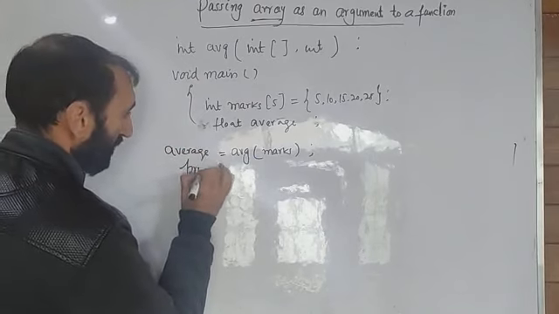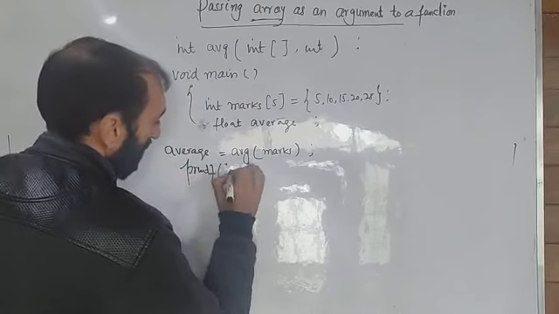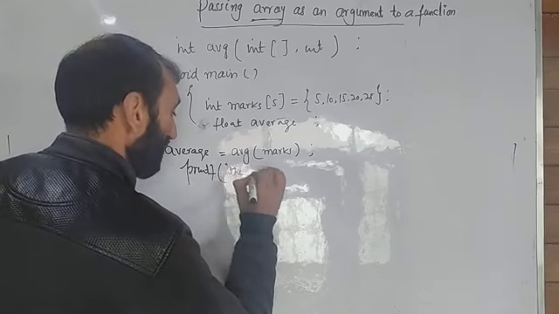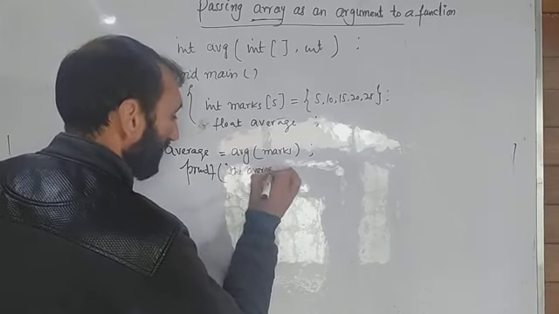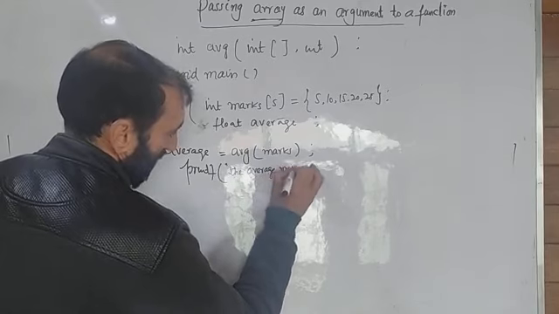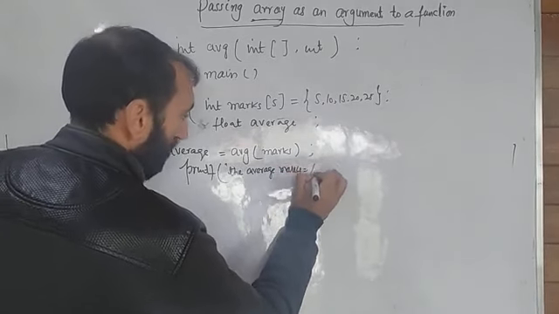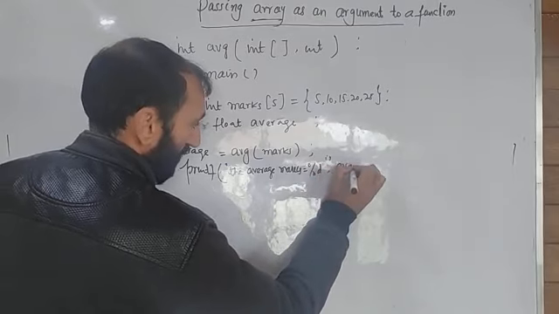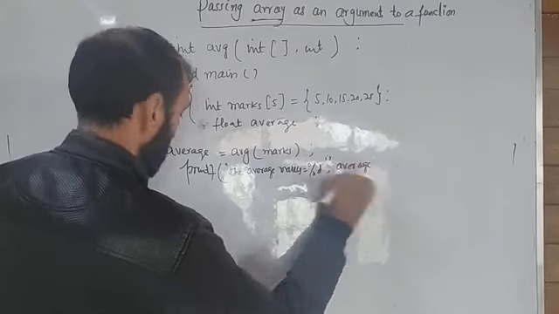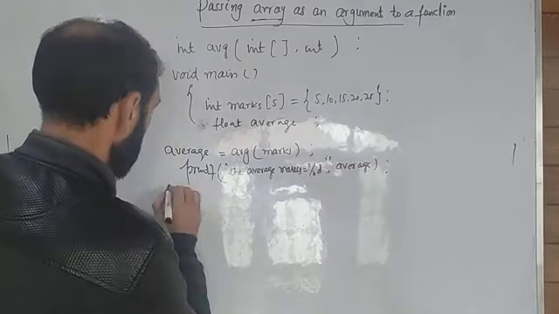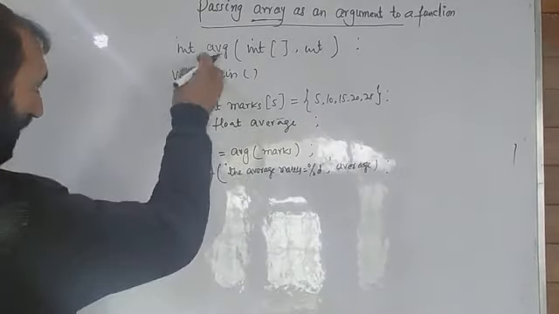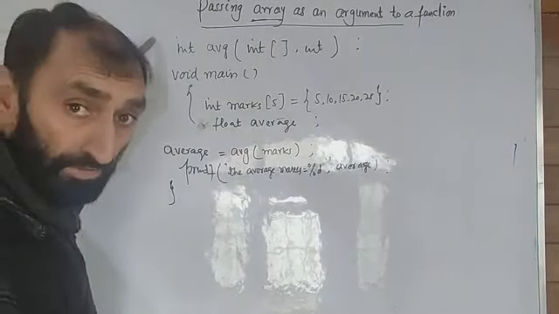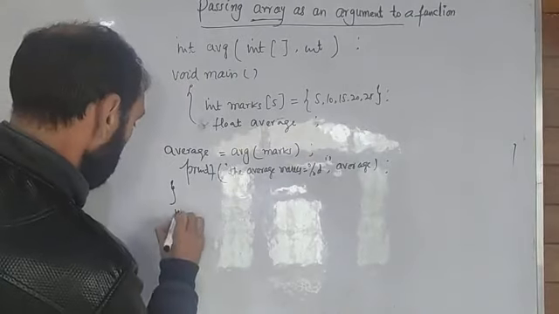Print the average marks equal to percentage d, average, and that is it. And after that, I am going to define this function. Data type is int.